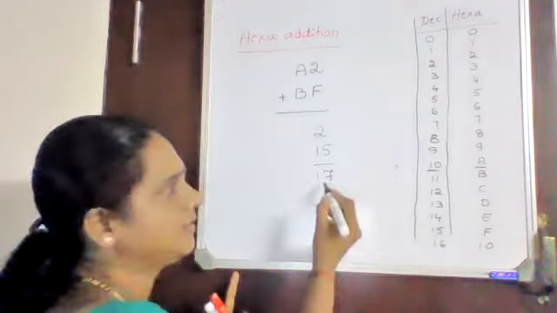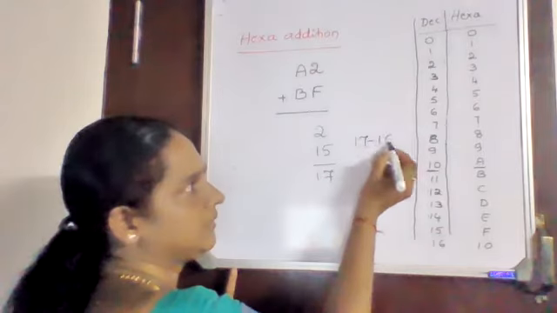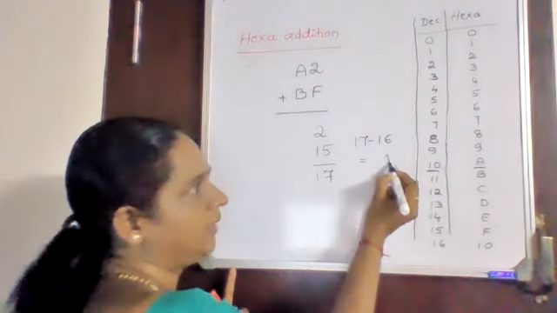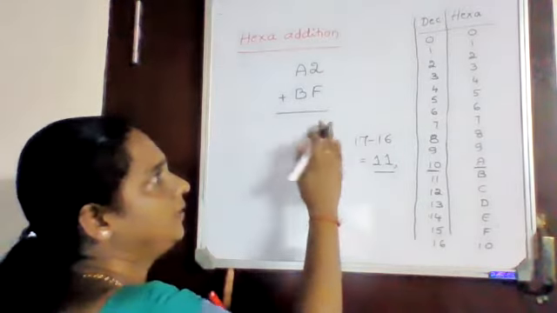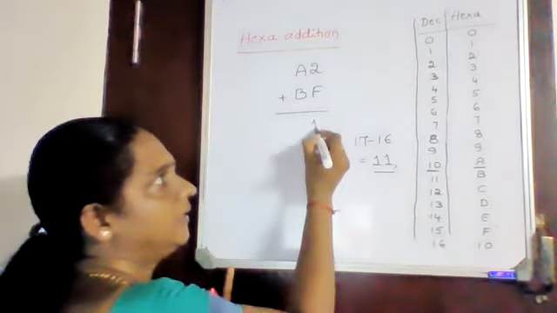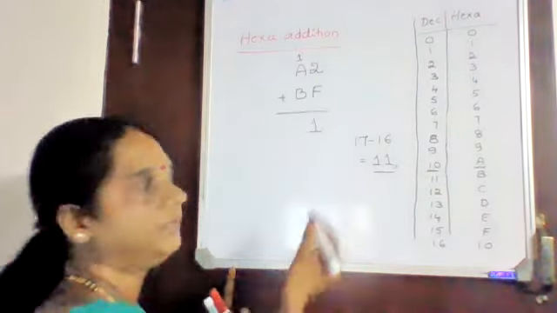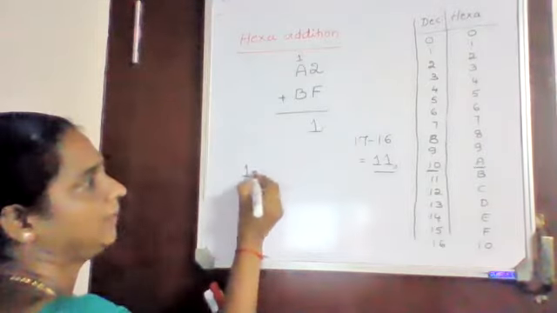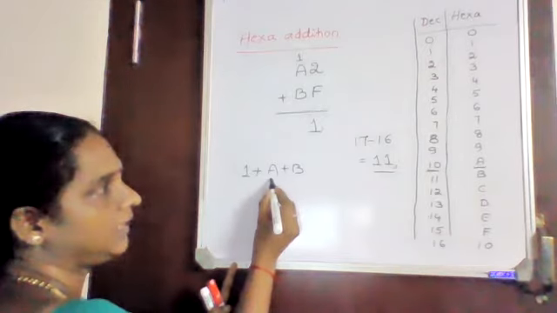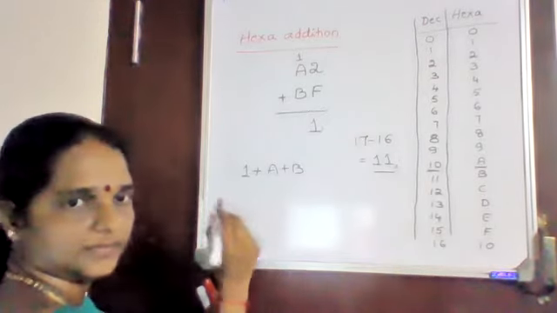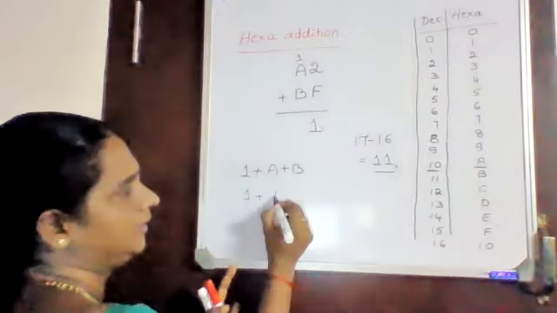Again this is exceeding 16. What you have to do? 17 minus 16, which is equal to 1 with the carry of 1. So the sum value we are writing as 1 with 1 carry to the next column. In the next column we have 1 plus A plus B. Again this A is to be converted to the equivalent decimal value.